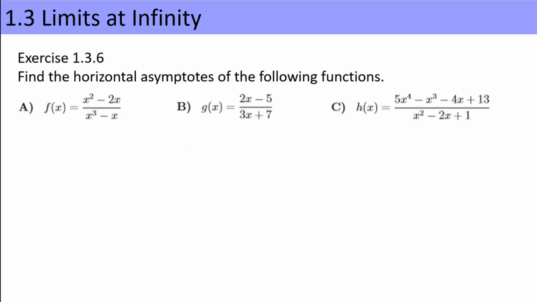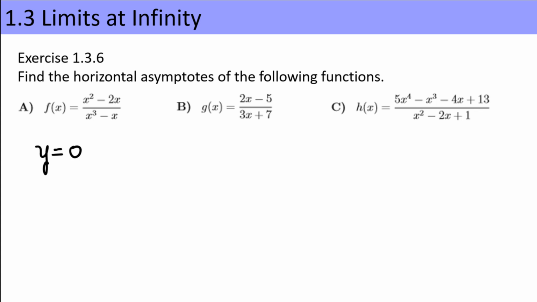Example, find the horizontal asymptotes of the following functions. A, f of x equals the numerator x squared minus 2x divided by the denominator x cubed minus x. Let's observe that the degree of the numerator is less than the degree of the denominator. Therefore, by the rules we have just learned, the horizontal asymptote is the x-axis, y equals 0.